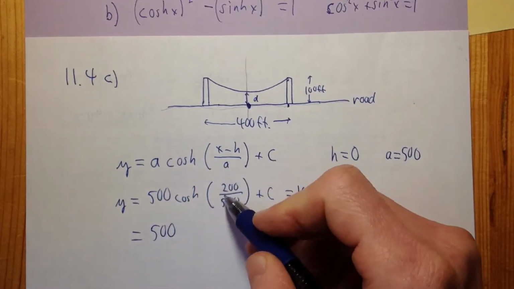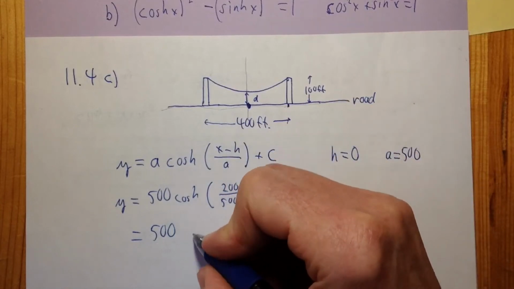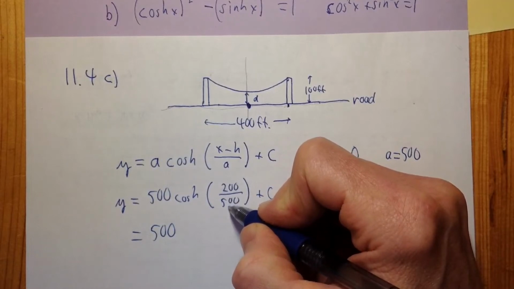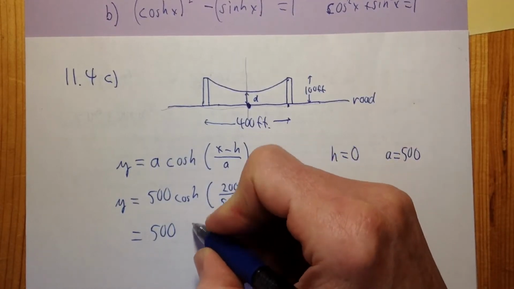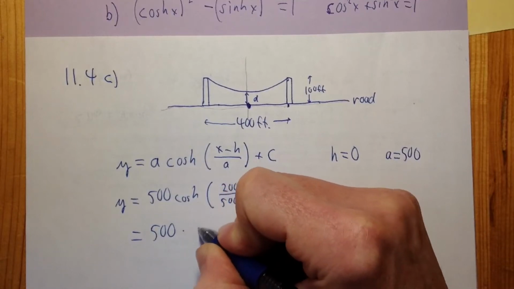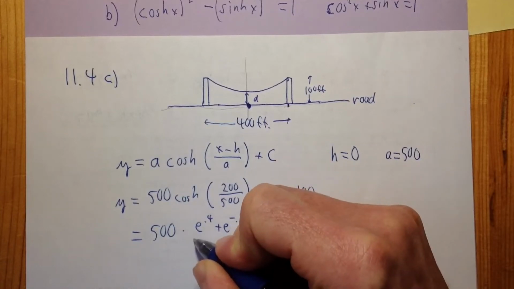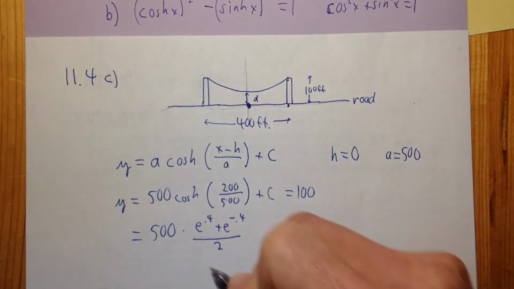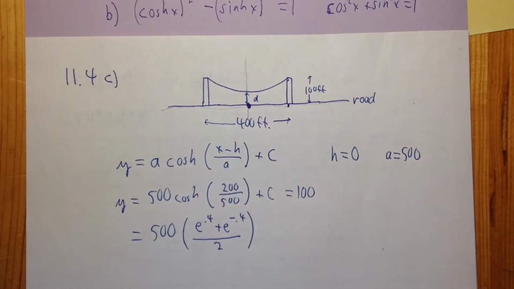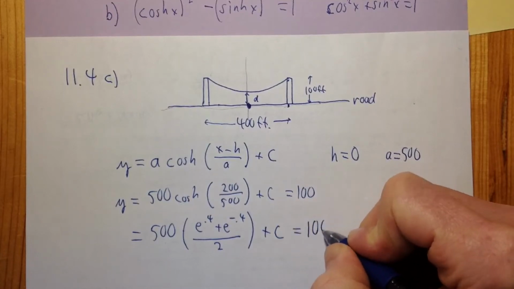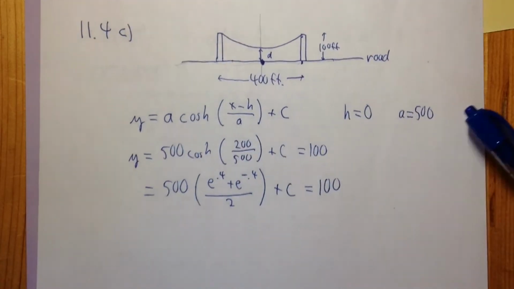Okay, so we plug those numbers in. So 500, and cosh just means the e to the formula. So let's see, 200 over 500 is 2/5, which is 0.4. So it's 500 times (e to the 0.4 plus e to the negative 0.4) divided by 2. I'll put that in parentheses. Now we've got to figure out what that is. What's e to the 0.4? It's e to the negative 0.4 divided by 2, multiplied by 500, plus c, and that's equal to 100. So you've got to plug all that into your calculator.